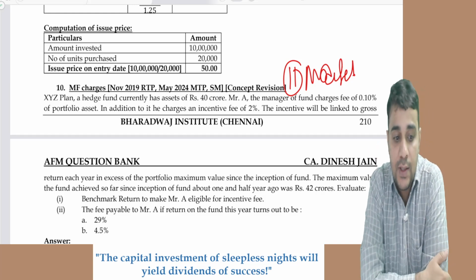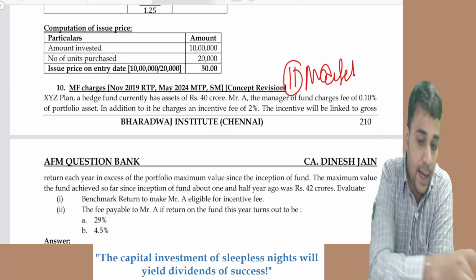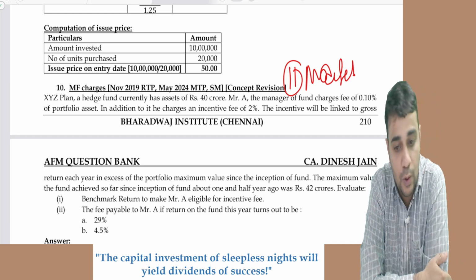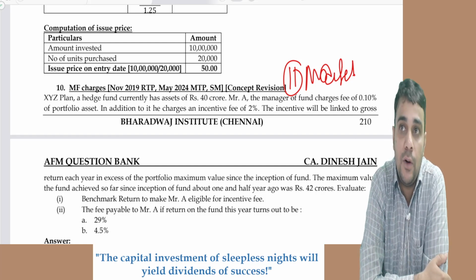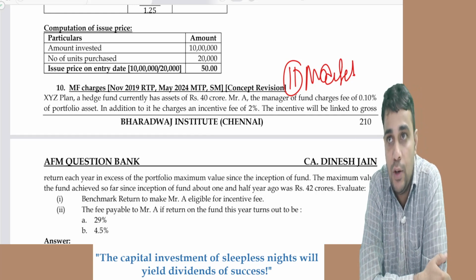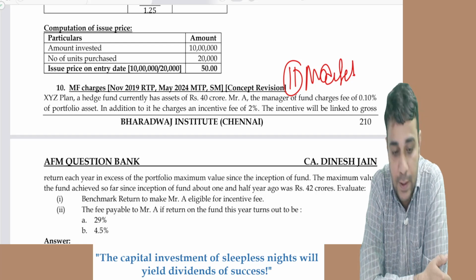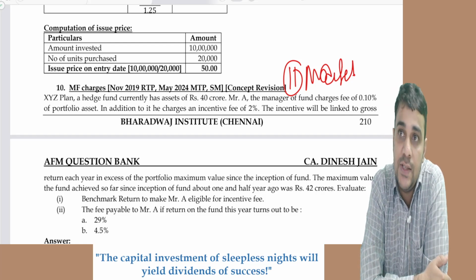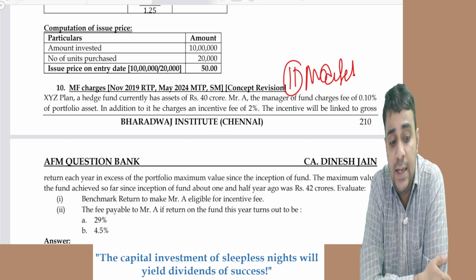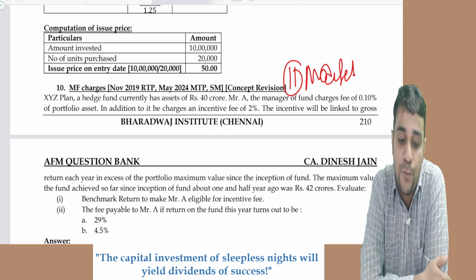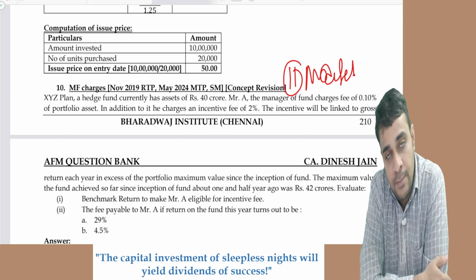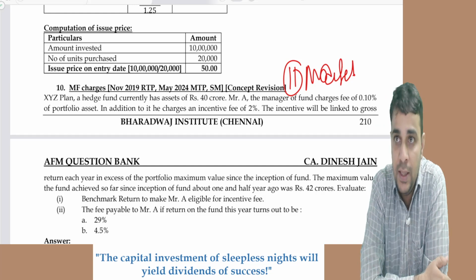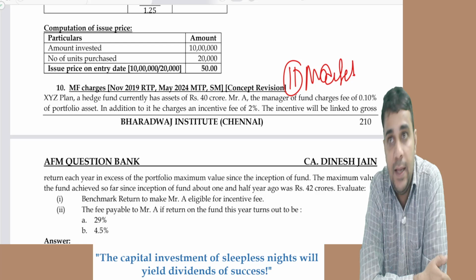MF charges. XYZ plan, a hedge fund, currently has assets of rupees 40 crore. Mr. A, manager of the fund, charges a fee of 0.1% of the portfolio asset. What is portfolio asset? It is the money you gave me on day 0. On that, I'll charge you 0.1%. In addition, I'll charge an incentive fee of 2%. Incentive will be linked to return each year in excess of the portfolio maximum value since the inception of the fund. So whatever was the maximum value since the inception, if I exceed that number, I'm eligible for a variable incentive.